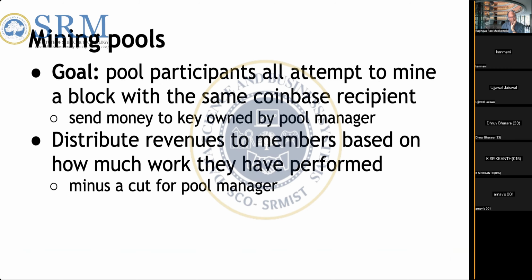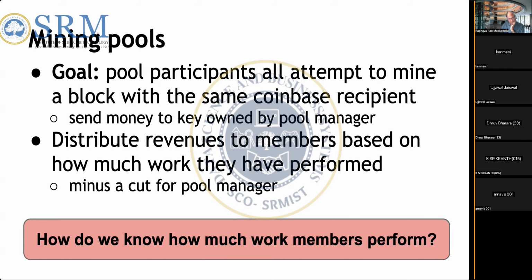One of the main challenges here is how do we know which members have worked? Because let's say that you're part of the pool, and if you are getting an equal amount of money, you will get money whether you work for making the block or not, right? So you might have this free rider problem.